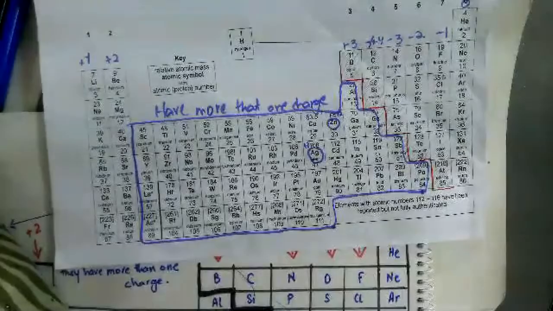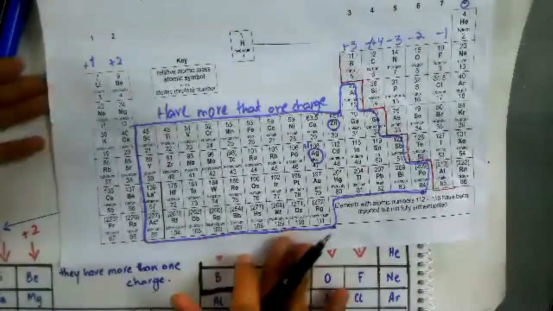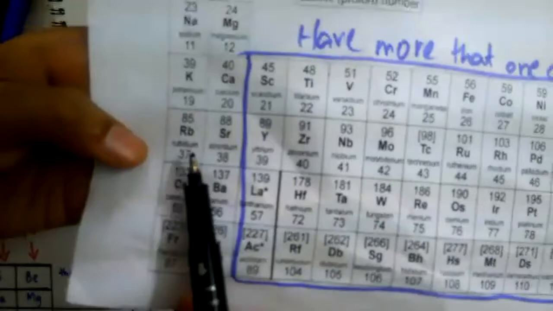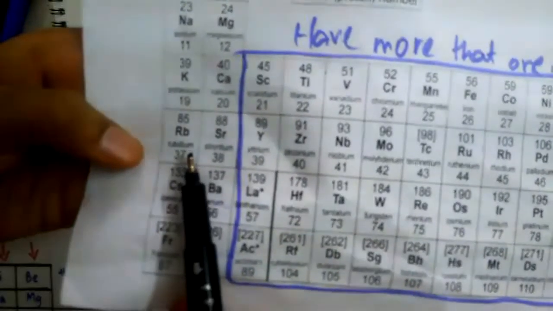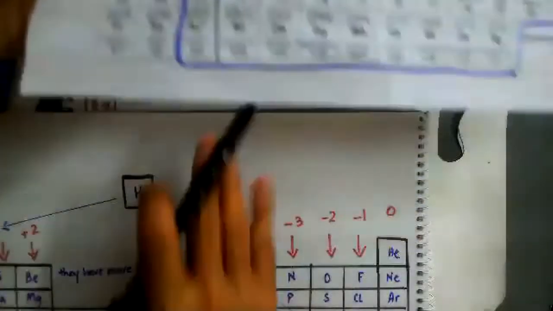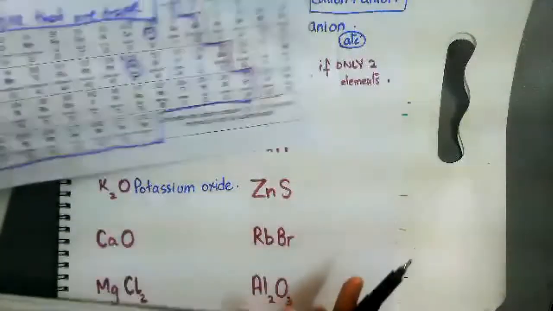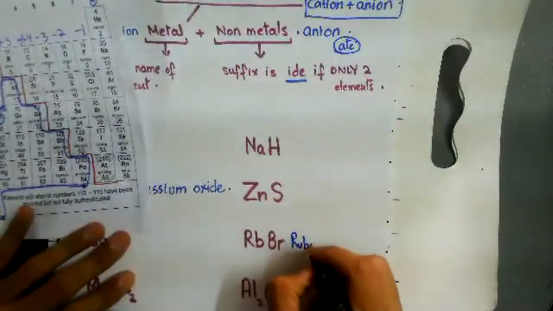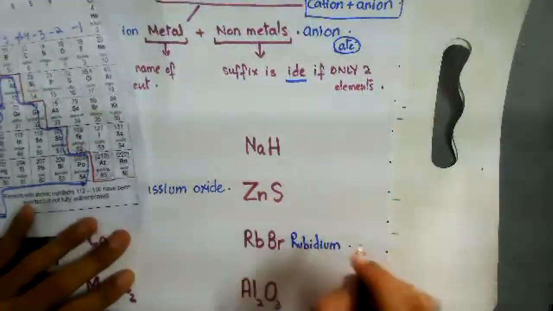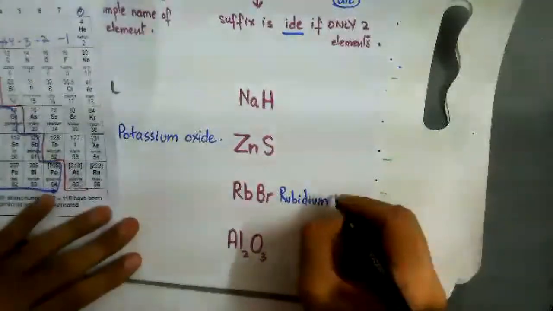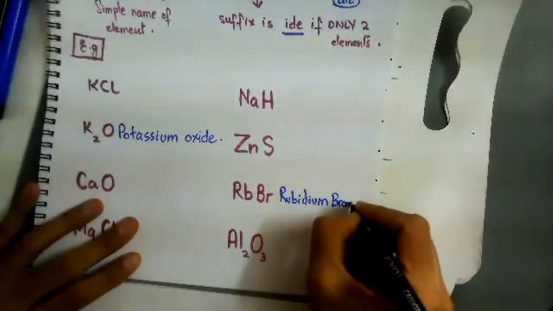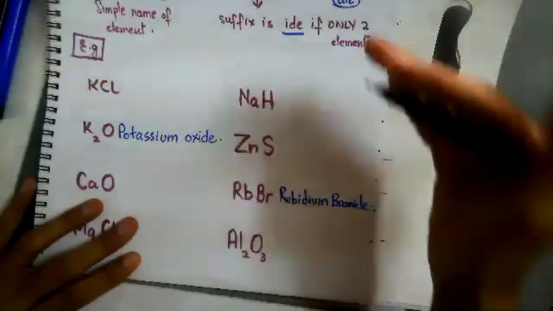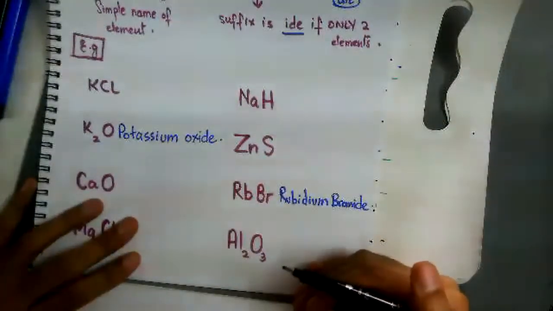Sariha. Yes, miss. Tell me, what is this? This is rubidium. Very good. Rubidium. Okay, so I should write rubidium, right? Yes. Right. Okay, rubidium. And then what is this? Bromide. Very good. Bromide.